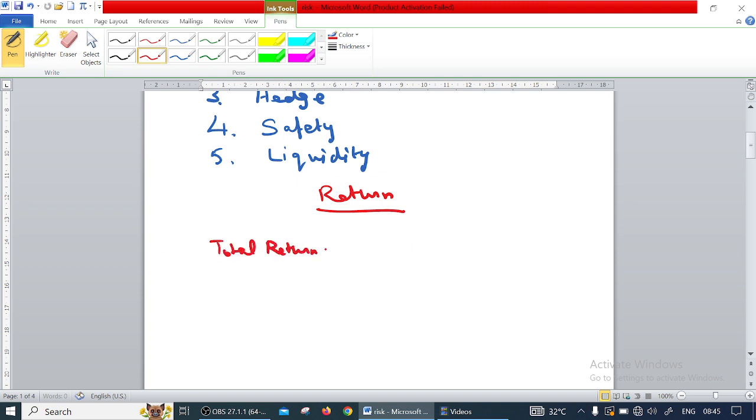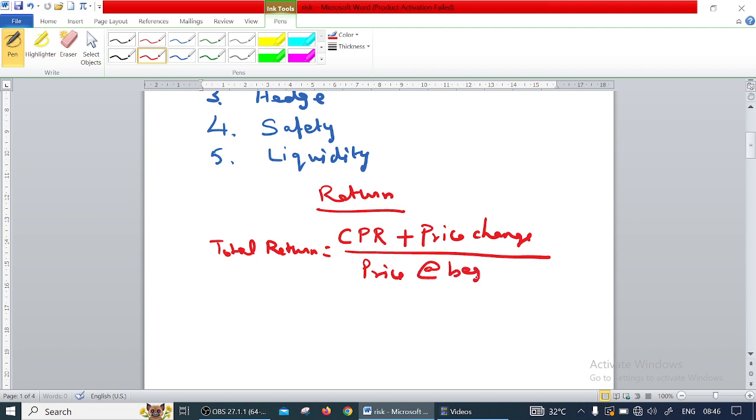Total return is equal to cash payment received during the period, plus price change over the period, divided by the price of the investment at the beginning.